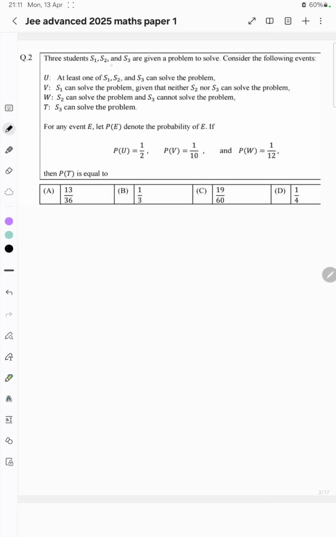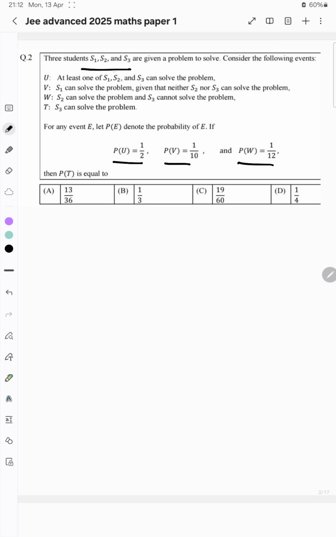Three students S1, S2 and S3 are given a problem to solve. Consider the following events U, V, W, T such that probability of U is 1 by 2, probability of V is 1 by 10 and probability of W is 1 by 12. Then what is the probability of T only we should find. Okay. Here S1, S2, S3 are given a problem to solve, right?